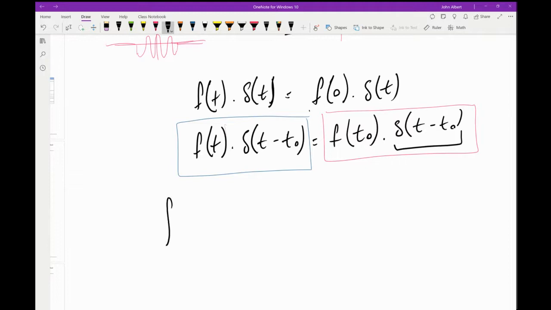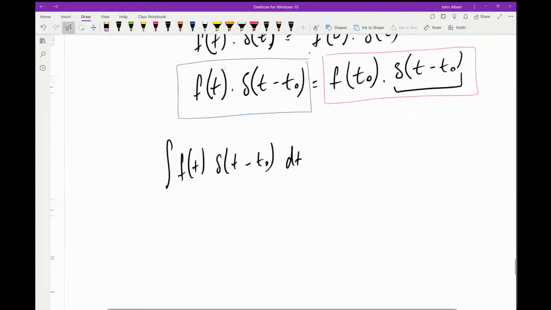If I ask you to integrate f of t delta of t minus t0 dt, you see this is the product of two signals, two functions. I know what the delta is and I know what f of t is. But if you know the integration of cosine and the integration of tan, the integration of cosine times tan is not equal to the integration of cosine multiplied by the integration of tan. The integration doesn't work this way.